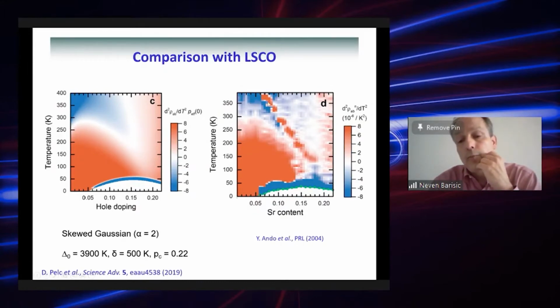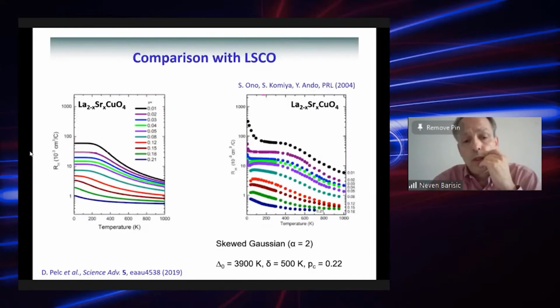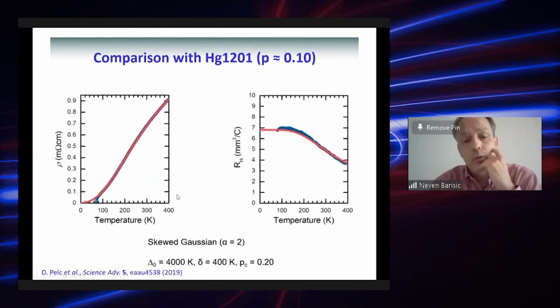Here there is this red line, which is different. This is just a structural transition, LTO to HTT, which is of course not included in our model. Otherwise, we have one-to-one correspondence. This is the evolution of the Hall effect from the model. This is from the measurement, again, one-to-one correspondence. This is from mercury, one-to-one. The red is the model. The blue dots behind are the experimental data points. This is resistivity. This is Hall.